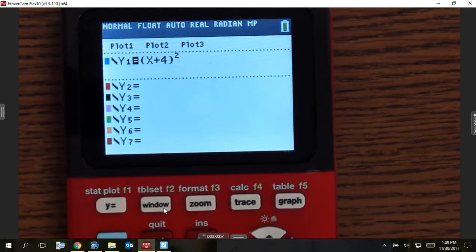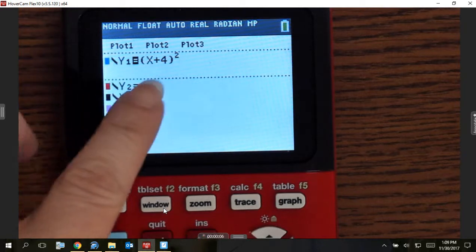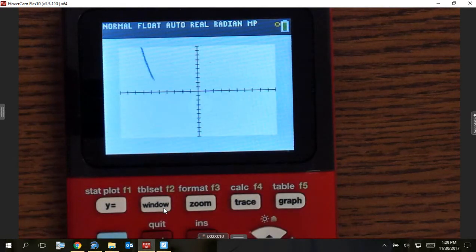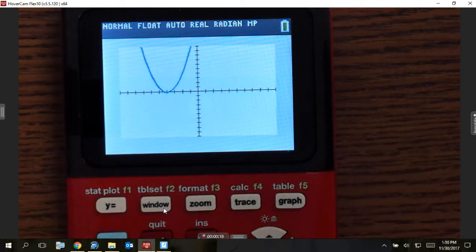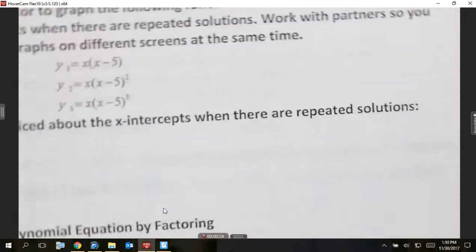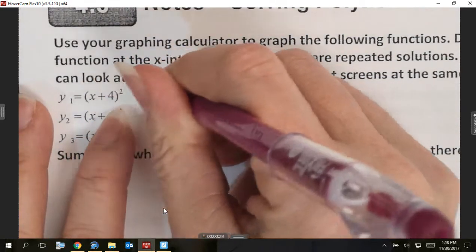Right, so the first thing that we're doing is an exploration. We are graphing (x + 4)^2. Then we're going to look at our graph, and I'm going to ask you, where is the x-intercept? Well, the x-intercept is at -4.